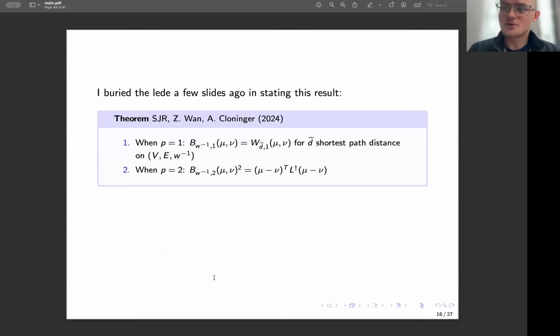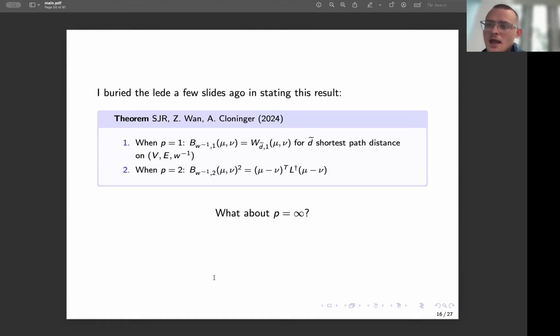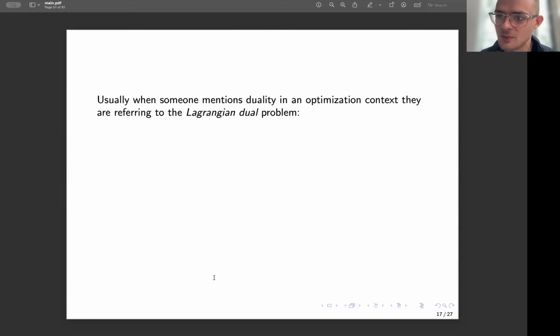I will share a personal note, which is that when thinking about this, I was really consumed with, well, what's happening when P is infinity? I think that's a really obvious omission. And when I say I buried the lead, that's what I mean. What is happening when P is infinity? And it turns out we can say something quite nice about what's happening when P is equal to infinity. It requires a little bit more machinery from optimization to get there, but hopefully not too much for everybody. So we'll go into that now, and we'll talk about what's happening when P is equal to infinity.